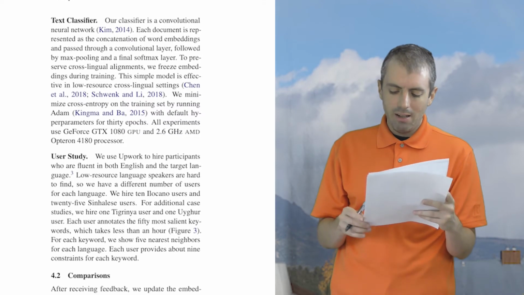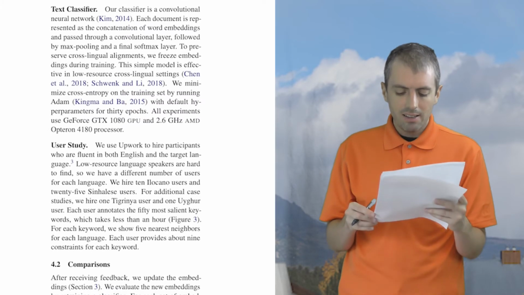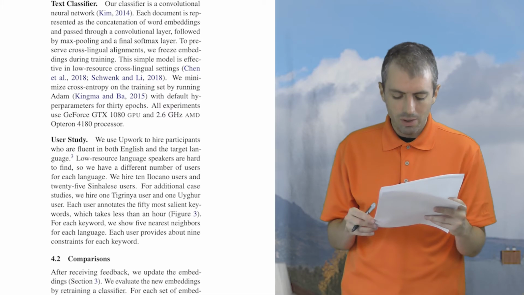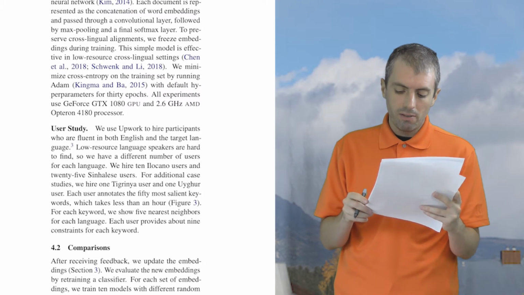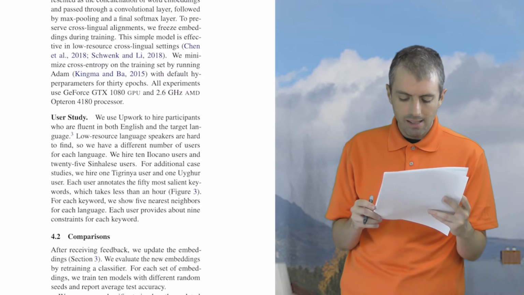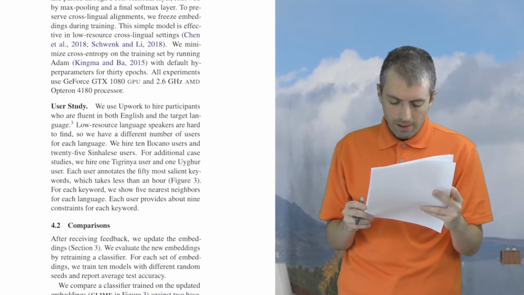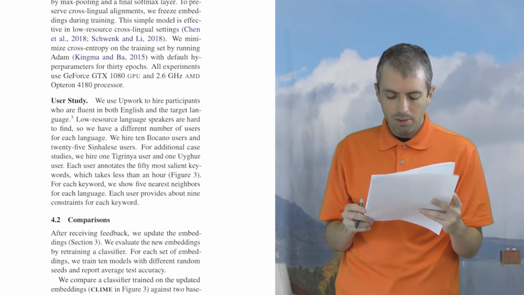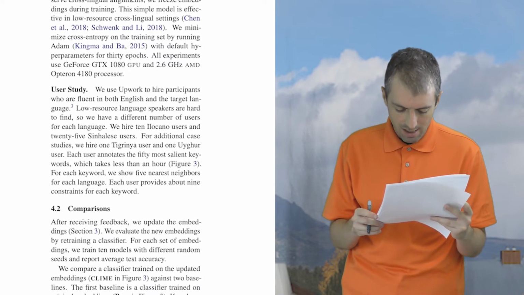We use Upwork to hire participants who are fluent in both English and the target language. We hire 10 users for Ilocano and 25 users for Sinhalese. For additional case studies, we hire 1 worker for Tigrinya and Uyghur. Each user annotates the 50 most salient keywords, which takes less than an hour. For each keyword, we show 5 nearest neighbors for each language, which provides about 9 constraints for each keyword.